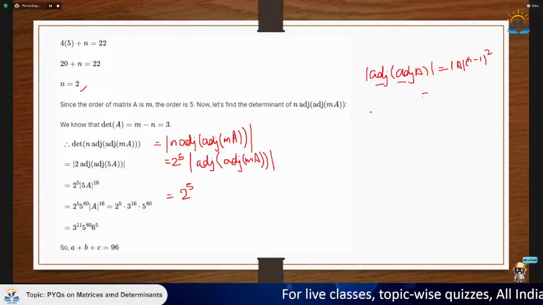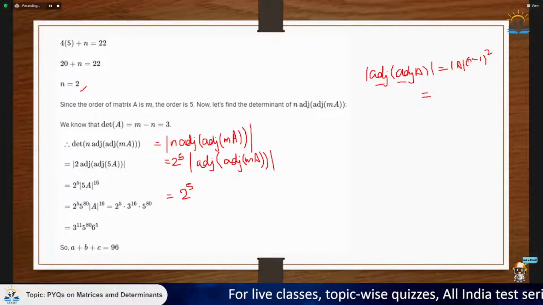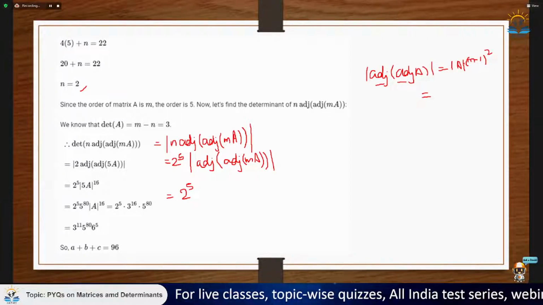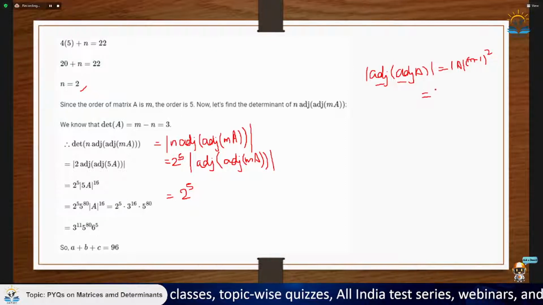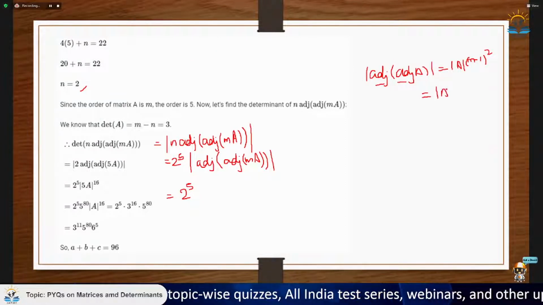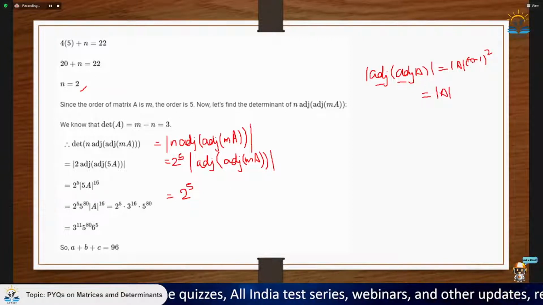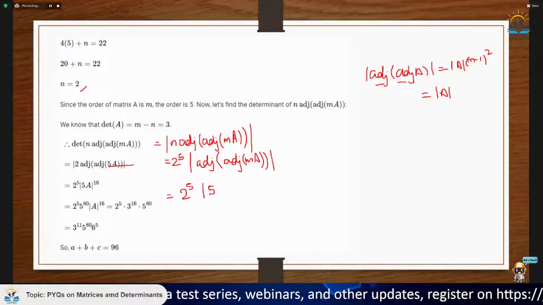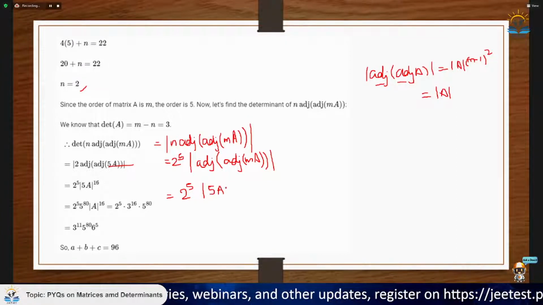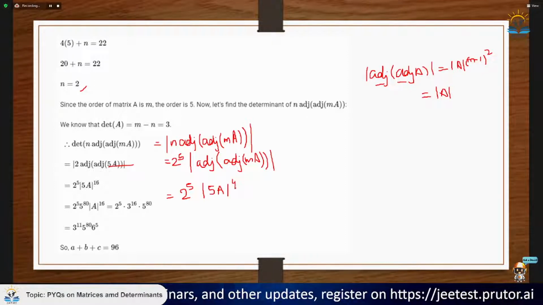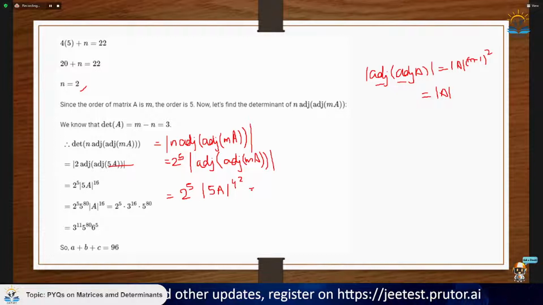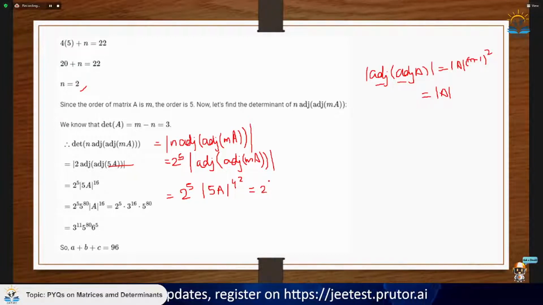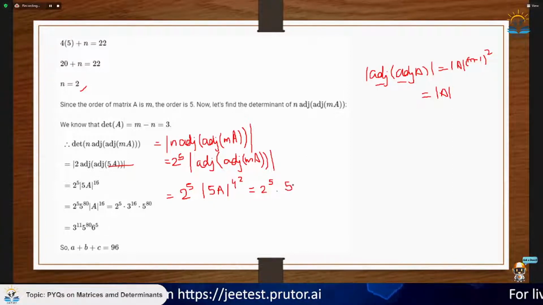And in this case, n represents the order of matrix A, and we know that the order of the matrix is m, which is equal to 5. But in this case, your A is equal to 5A. So it would be 5A to the power (m minus 1), which is 4 squared. So that is equal to 2 power 5 multiplied by the determinant of 5A to the power 16.